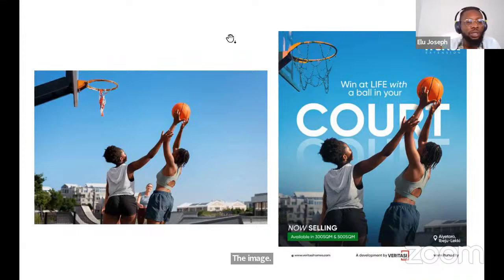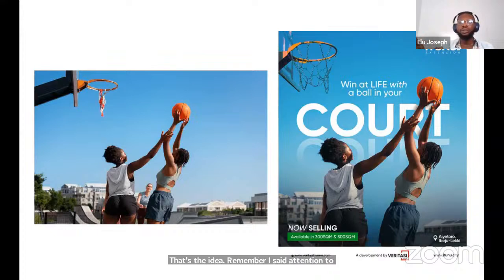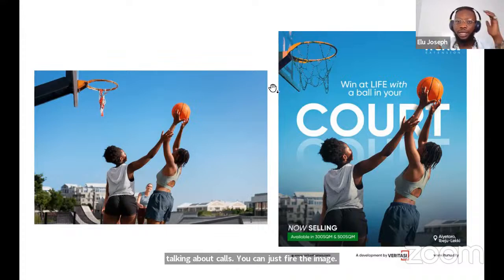Yes, I removed some of the buildings. Good. I removed some of the buildings. I removed the trees. I don't need them. They were distracting because I wanted you to know that these ladies are playing basketball. They were the focal point of the design, not the trees, not the buildings, not the white lady. That's the idea. Remember, I said attention to detail. Some other people can just carry the image. I mean, it's playing basketball already, and you're talking about courts. They can just carry the image and place it there and place their text, and the design is ready.